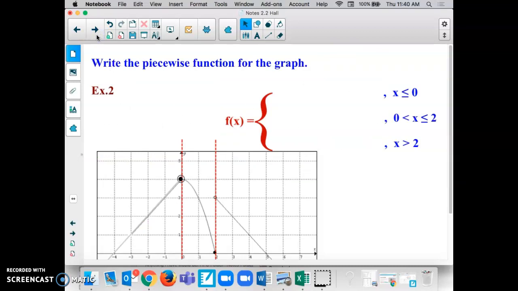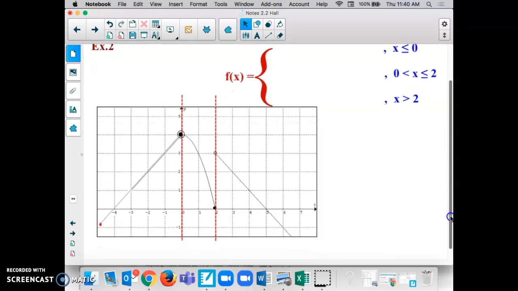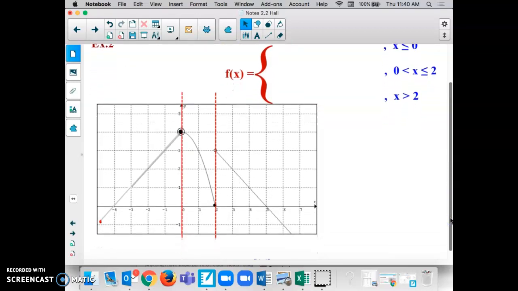Okay, so it says, let's write the piecewise function for this graph. Okay, so let's do that. We have 3 different functions. So here's a couple things, and I'll put this in the directions. When the graph changes, I put dotted lines, and that's what those 2 red dotted lines are. All right? Let's write the equation of the first one to the far left.